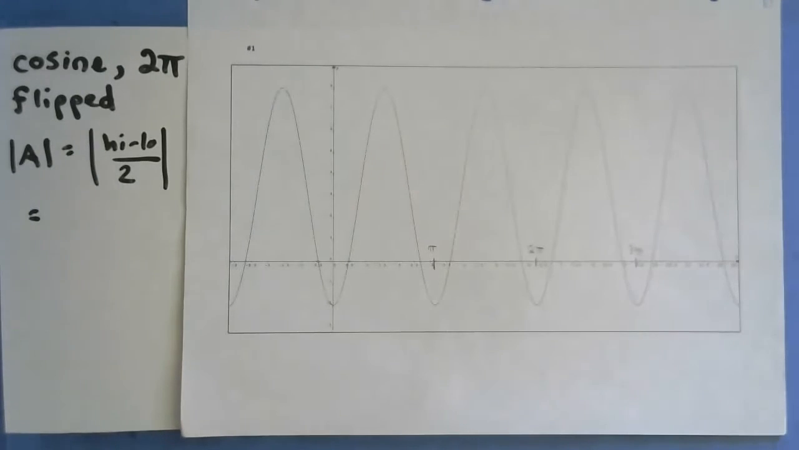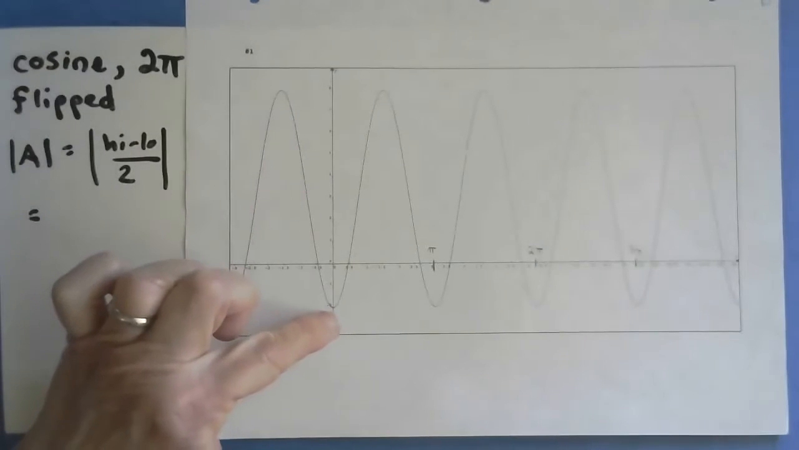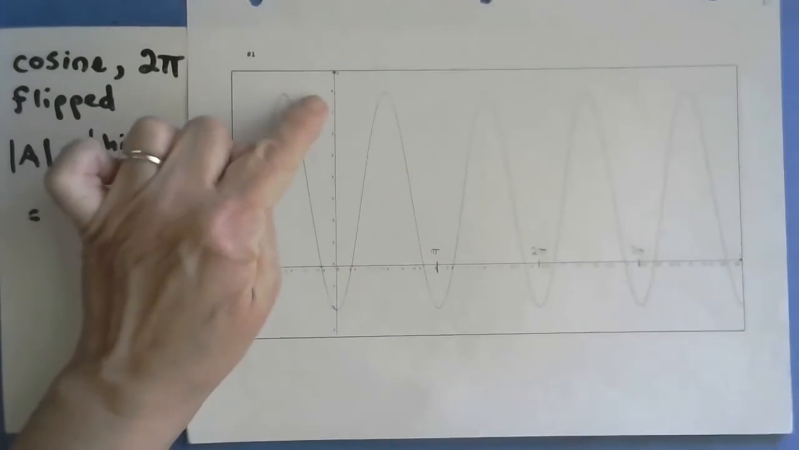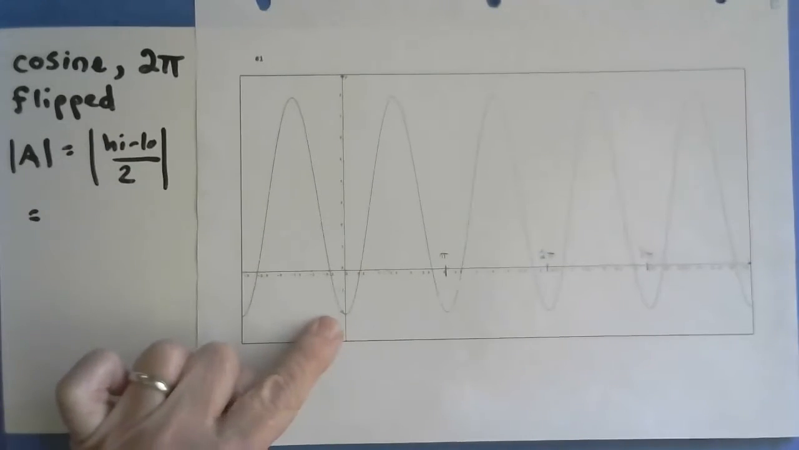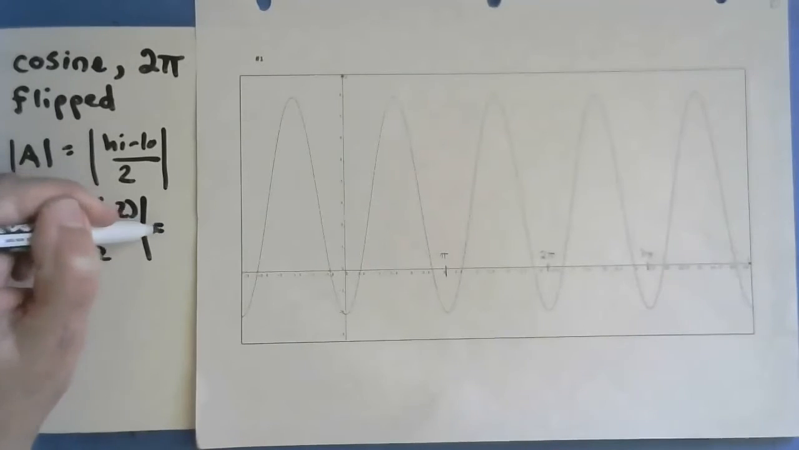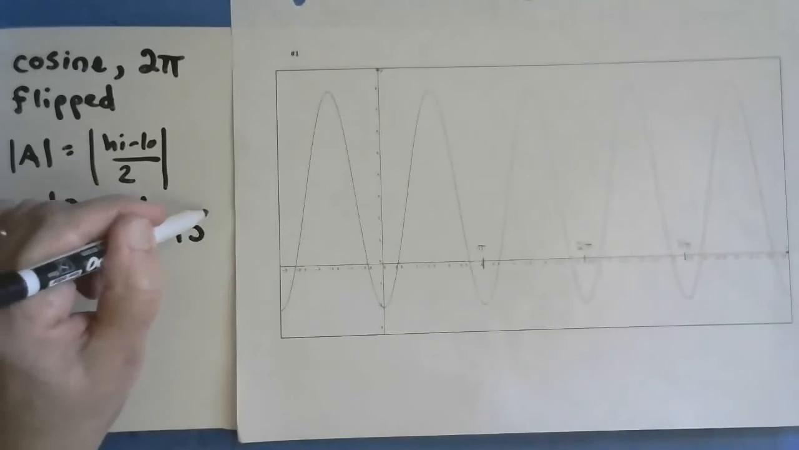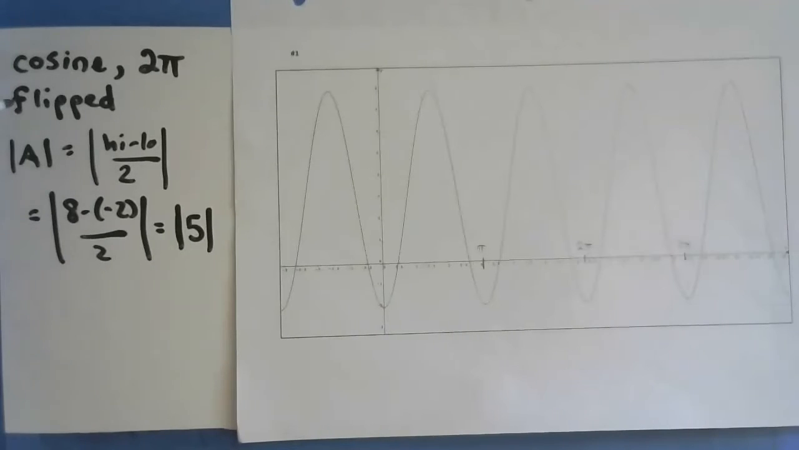So when I say high minus low, what I mean is where is the top of the peak, where is the bottom of the valley? And in this case, I see the top is at 8 and the bottom is at minus 2. So this is the absolute value of 8 minus a minus 2 over 2. So 8 plus 2 is 10 divided by 2. The absolute value of 5. And so since I chose flipped, my A is equal to minus 5. Those are my first 3 steps done.